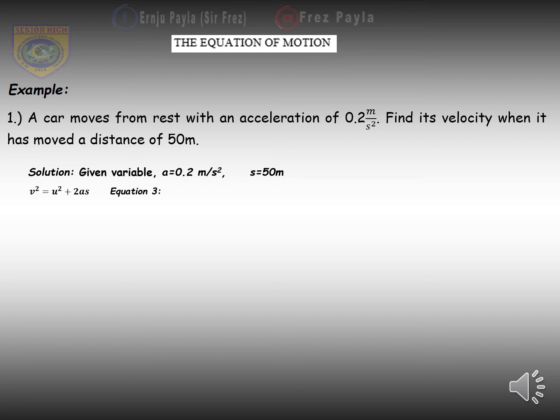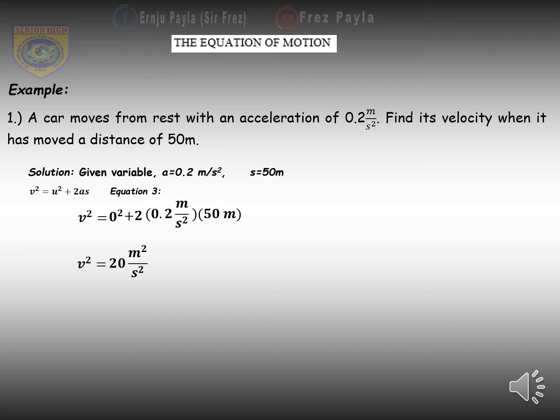So we choose equation 3. The given variables are u, a, s, and we need v. V squared is equal to u squared plus 2as. So v squared is equal to, for u squared, since it starts from rest, that is 0, plus 2 times the acceleration, 0.2 meter per second squared, times the distance s, 50 meters.